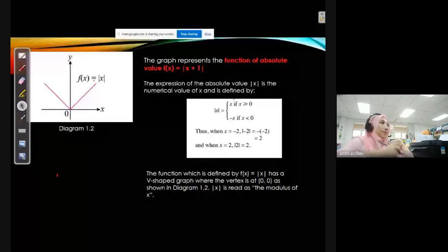Okay, let's look at this. Based on the diagram on the right, write the relation for the function by using the function notation.